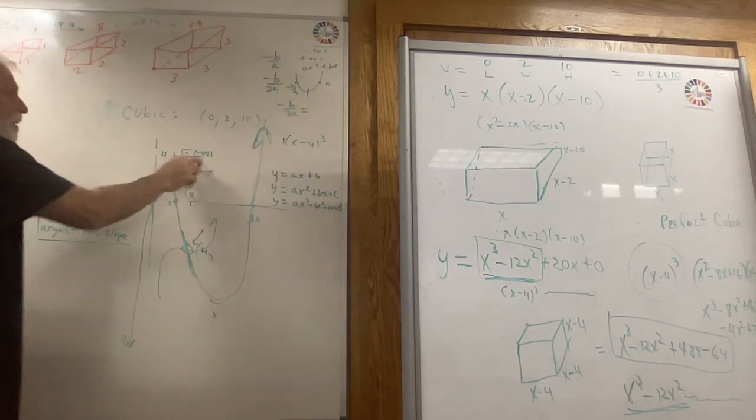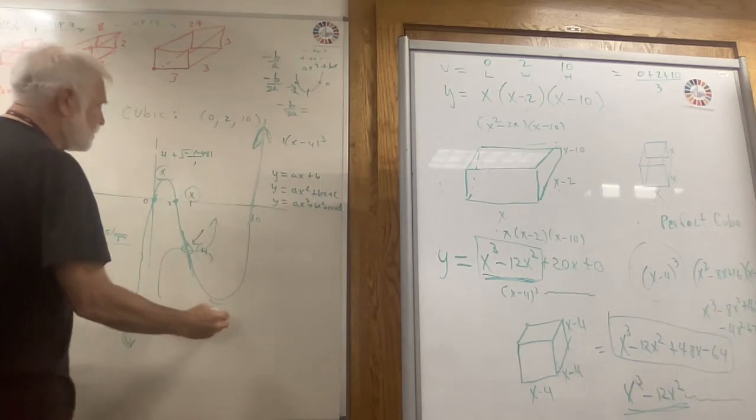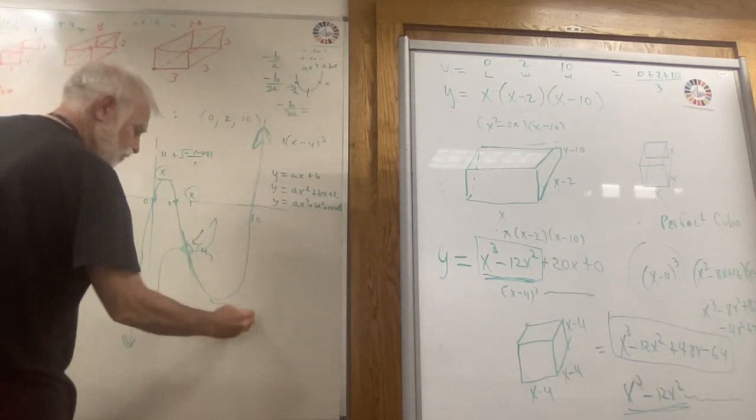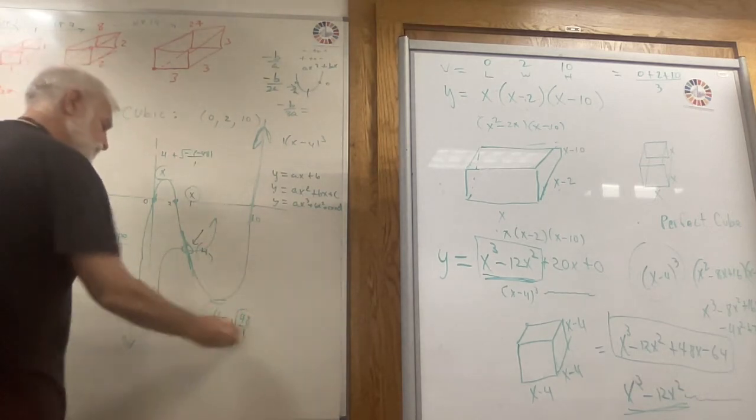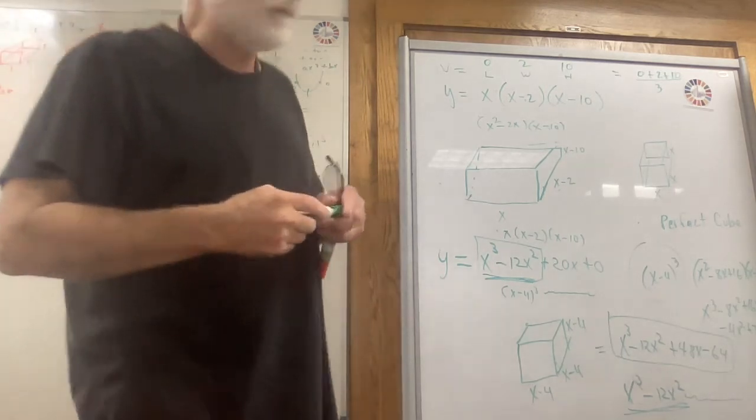And so that's a 1. And so that would be this x value. The one down here would be 4 minus the square root of 48 over 1. So that's that x value. So you can find those without calculus.